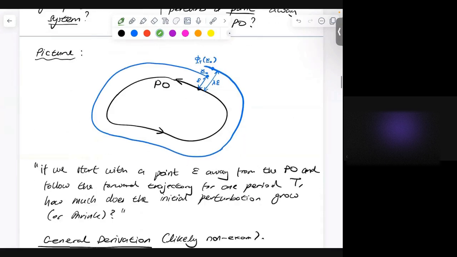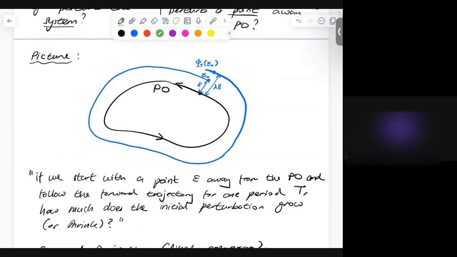So hopefully that's clear. This picture basically says, we have this PO in our system. We're not going to perturb the system, it's just a system, and we have a PO. If we start with a point that's a distance epsilon away from the PO, let's call it x naught, and we follow the forward trajectory for one period, T. I'm following the forward trajectory, I'm going to go this way. I should probably put some arrows on this. So we're going like this.